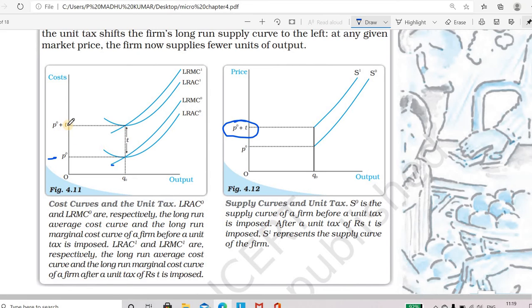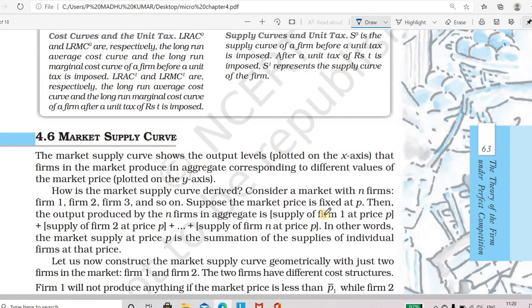With no tax, T is zero. After that, the LRMC and LRAC curves are these ones. Then the supply curve after the unit tax of rupees T is S1. After the implementation of tax, S1 is the supply curve of the firm. Now we can study the market supply curve.